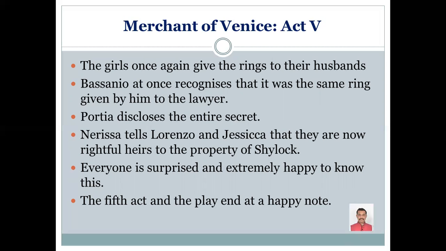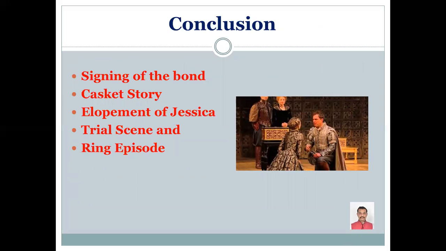And when this is heard by everyone present there, everyone is quite surprised and extremely happy to know this. And the fifth act of the play ends on a happy note. So we have come to the conclusion, and we have seen all the points that we discussed at the beginning of the lecture, various themes and sub-themes in the play. The play starts with the signing of the bond between Antonio and Shylock. Shylock gives 3,000 ducats to Antonio, and Antonio borrows that money for the sake of Bassanio, and the bond is signed. That was the beginning of the play.